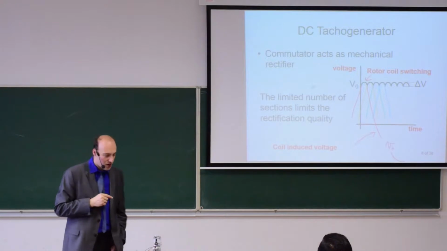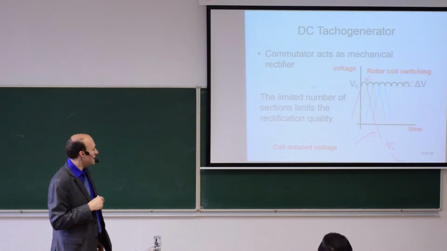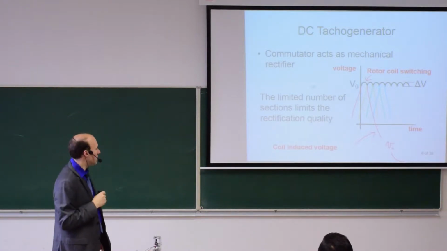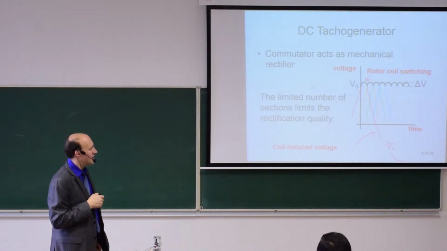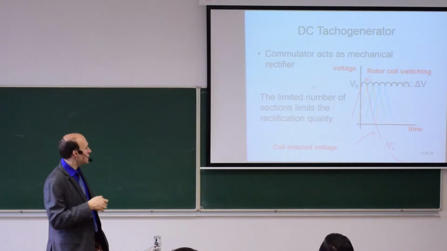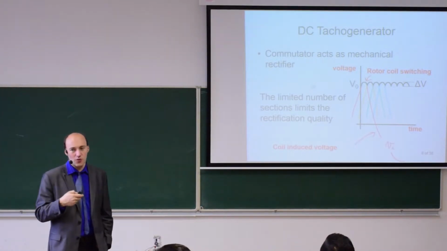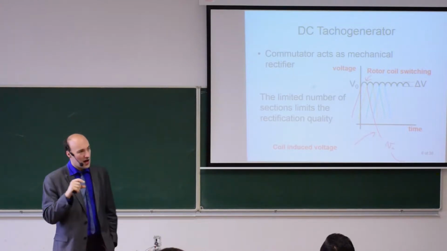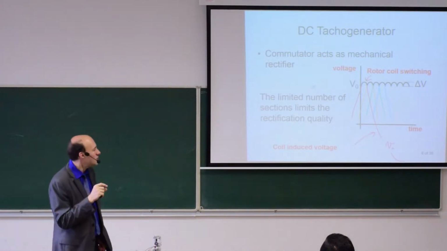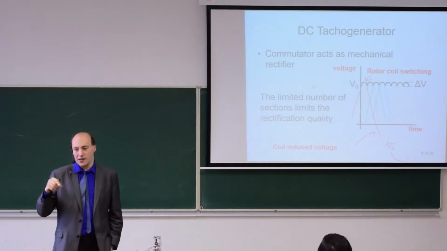We want to measure DC voltage, so this means that we will measure only the peaks of this sinusoidal voltage, and this means that we need to switch between the individual coils. So this is the task for the commutator. The coils are shifted, and the voltage will be shifted in time.